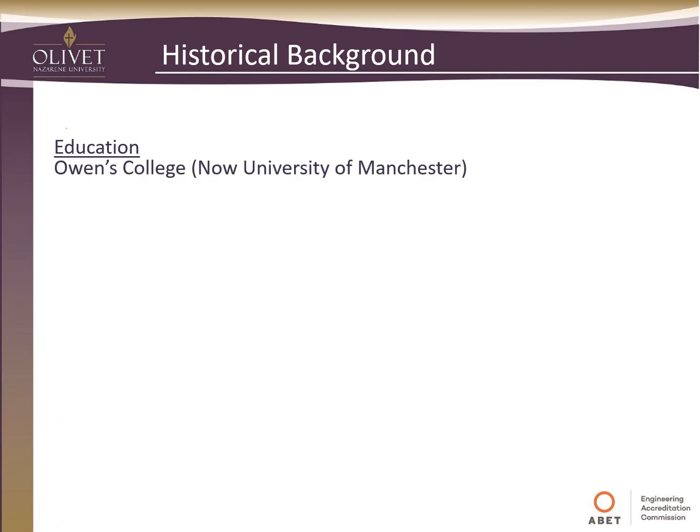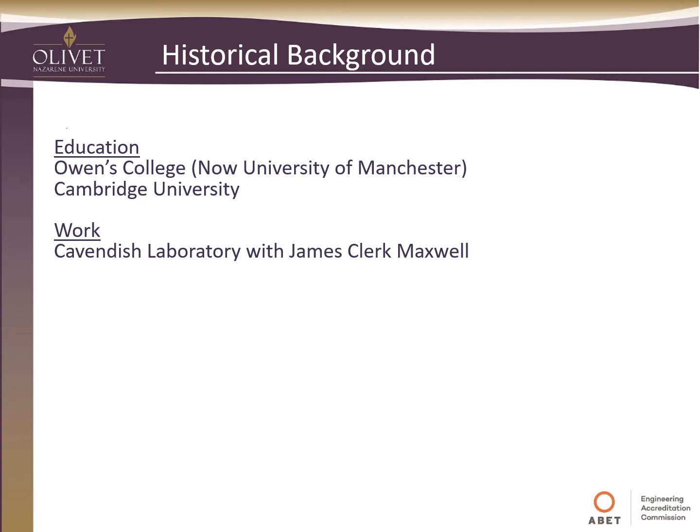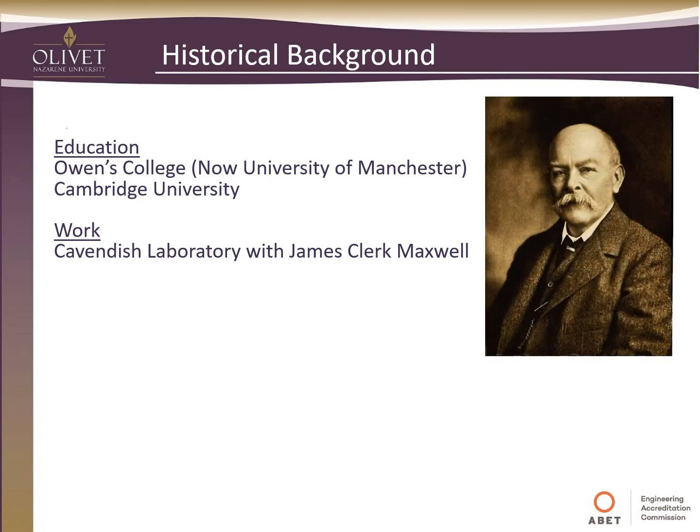This individual was educated at Owens College, which is now the University of Manchester, and Cambridge University. In his work, he worked at Cavendish Laboratory with James Clerk Maxwell, so he was a contemporary of Maxwell. This is an image of this individual. Maybe you can guess who it is. If not, it's John Henry Poynting. So it was appropriate we look at him. We're going to be talking about the Poynting Vector here in just a little bit.